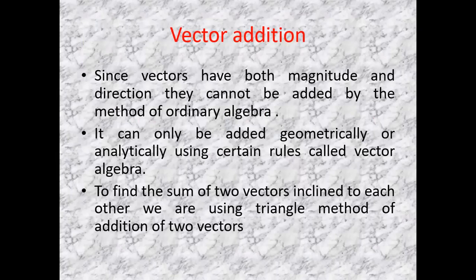We know that vectors have both magnitude and direction, so they cannot be added by the ordinary method of algebra. You have to add them either geometrically or analytically using certain rules. We call this vector algebra. To find the sum of vectors which are inclined with each other, we are going to use a method called the triangle method of addition of two vectors.